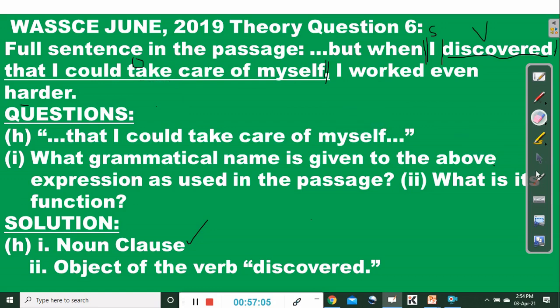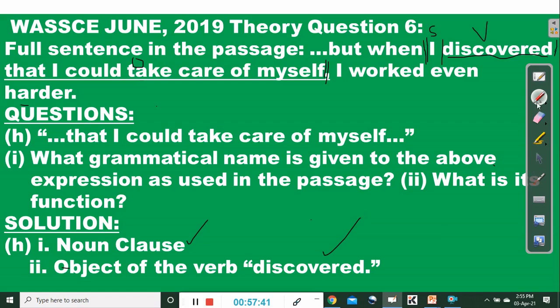All right. So that is an object. The object is the receiver of the action reported by the verb in a sentence. So when we have a word that comes after the verb and it is receiving an action, then that particular word or group of words is essentially an object. Now, having discovered the function of this expression, we come to the solution and we write: object of the verb discovered. That gives you a clear good mark here.